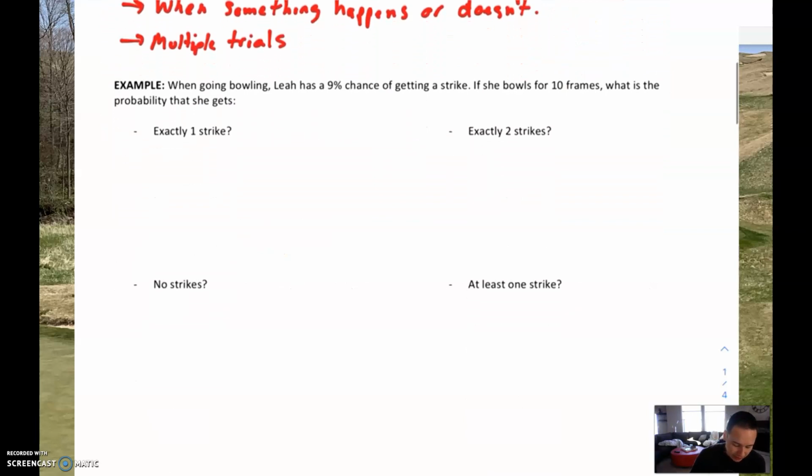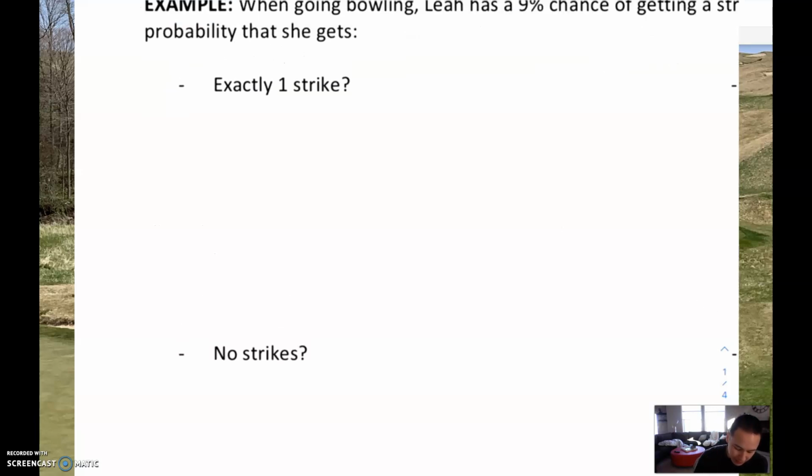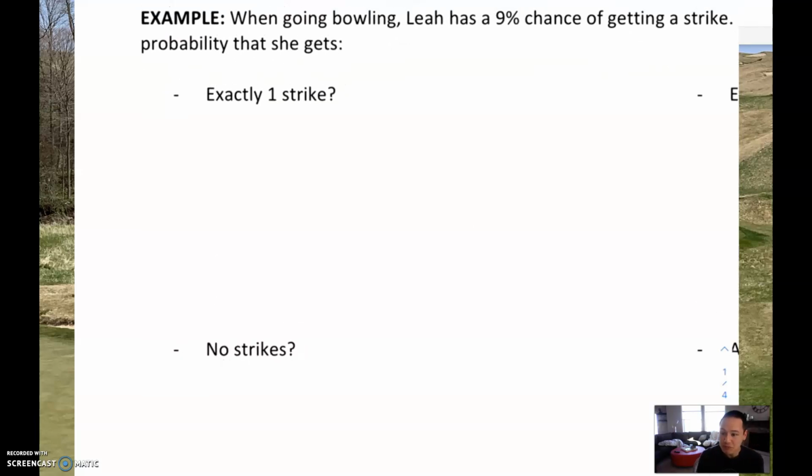Let's take a look at the first example. When going bowling, Leah has a 9% chance of getting a strike. That's when you knock down all 10 pins. Leah's not a very good bowler. And she's going to bowl for 10 frames. So that's a standard length of a bowling match. What's the probability that she gets exactly 1 strike? To find this probability, first off, how many trials are there? She has 10 tries to get these strikes. So there's going to be 10 trials.